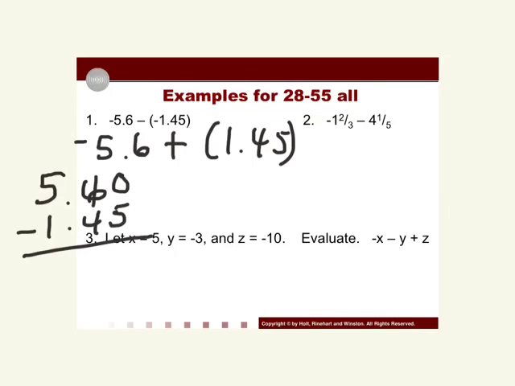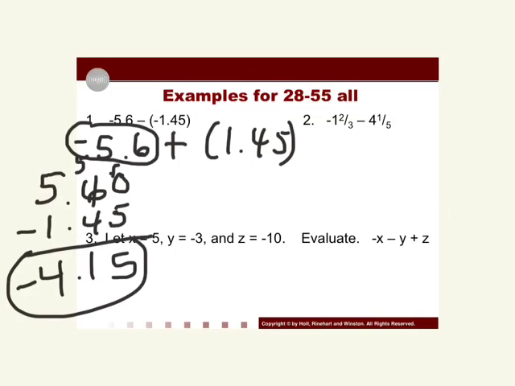So I have to borrow, make the 6 a 5, a 0 a 10, 10 minus 5 is 5, 5 minus 4 is 1, 5 minus 1 is 4, and then I look back, and since the larger number is negative, my answer is a negative 4.15. I'm going to erase this before I do the fraction problem.